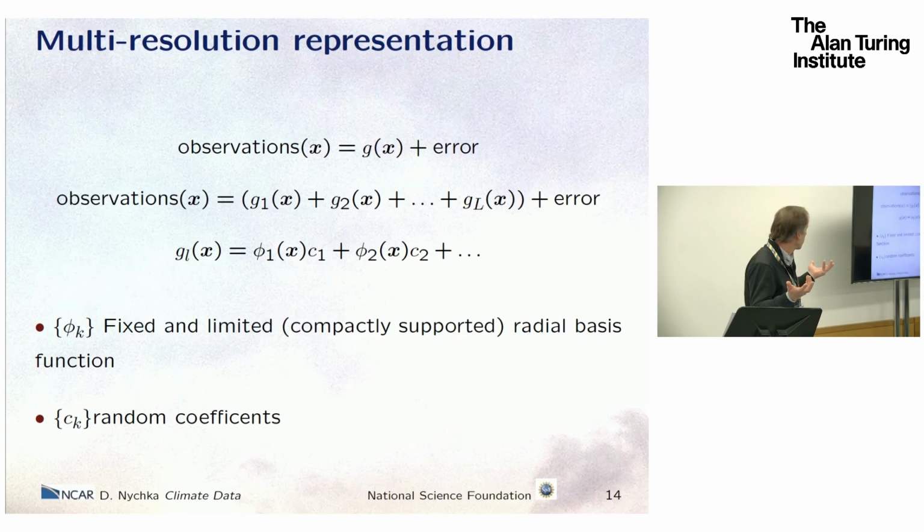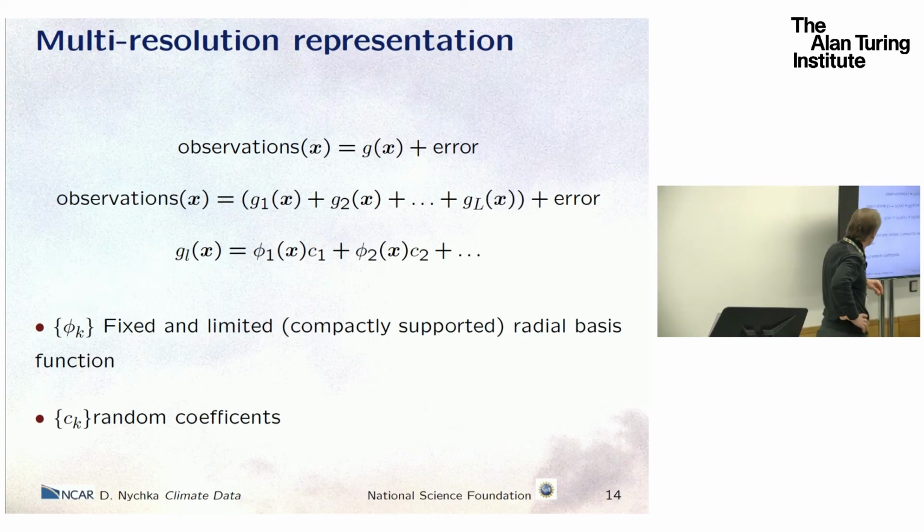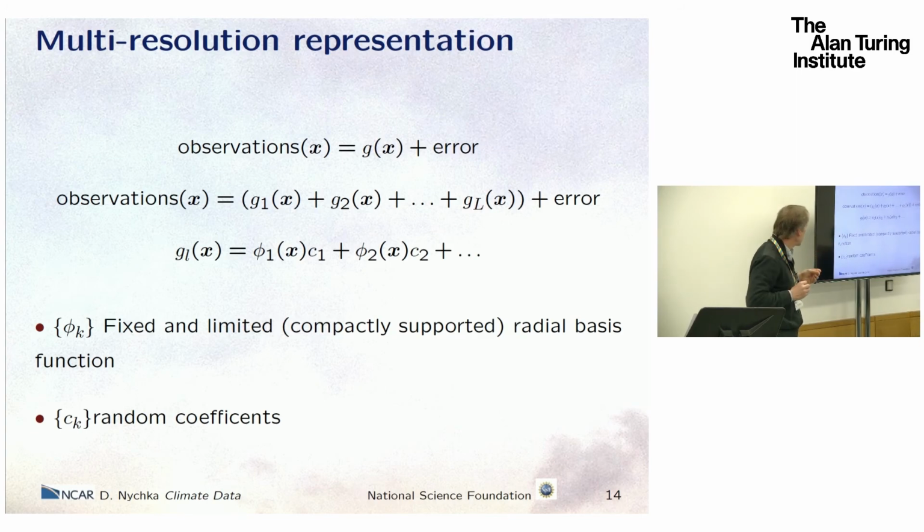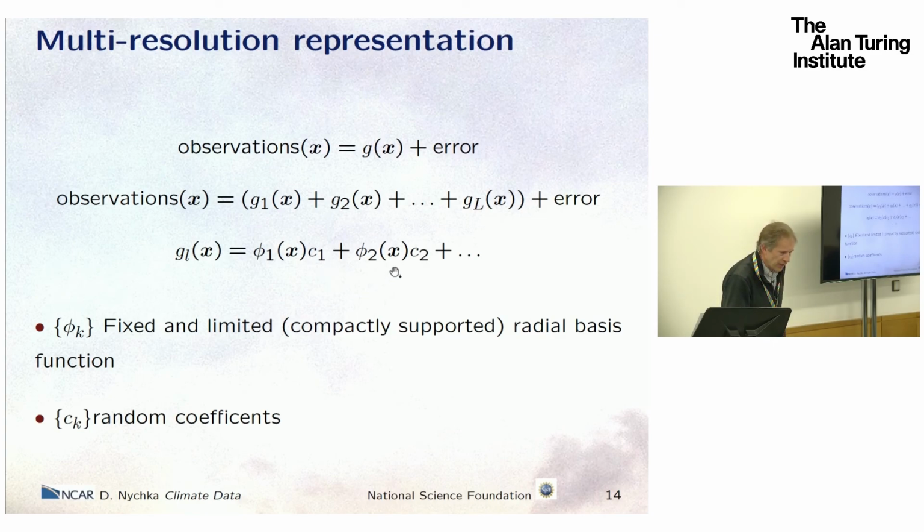To create that spatial surface, we're going to use a multi-resolution model. And briefly, we're going to take observations, represent them as a climate surface plus error. This surface we're going to break down into different scales. And for these geophysical processes like precipitation, this makes a lot of sense. So we're going to break this down into several different scales. Within each scale, we're going to expand this surface in terms of basis functions. And these basis functions are actually created so that they fit the relevant scale correctly. They're fixed, they're prescribed. What's random here are the coefficients in front of them.